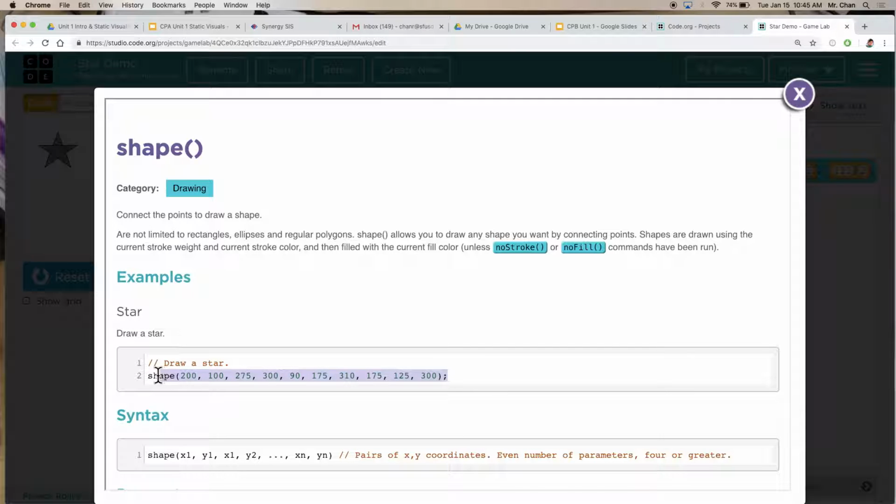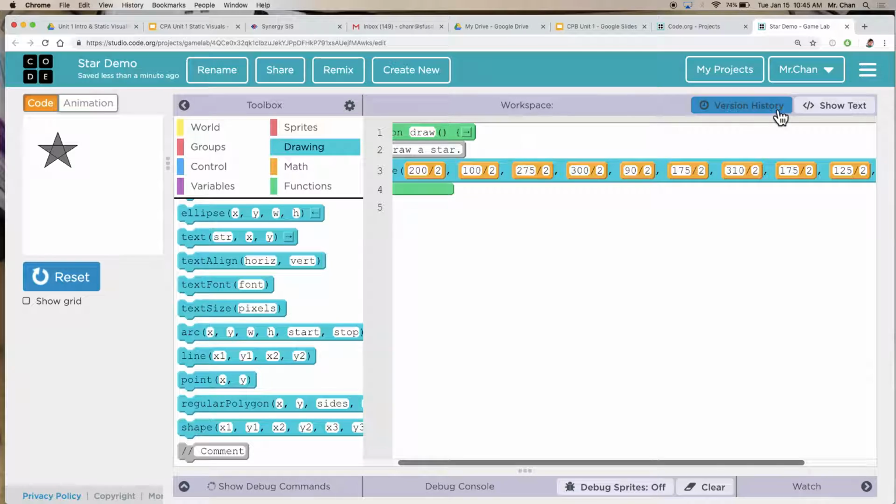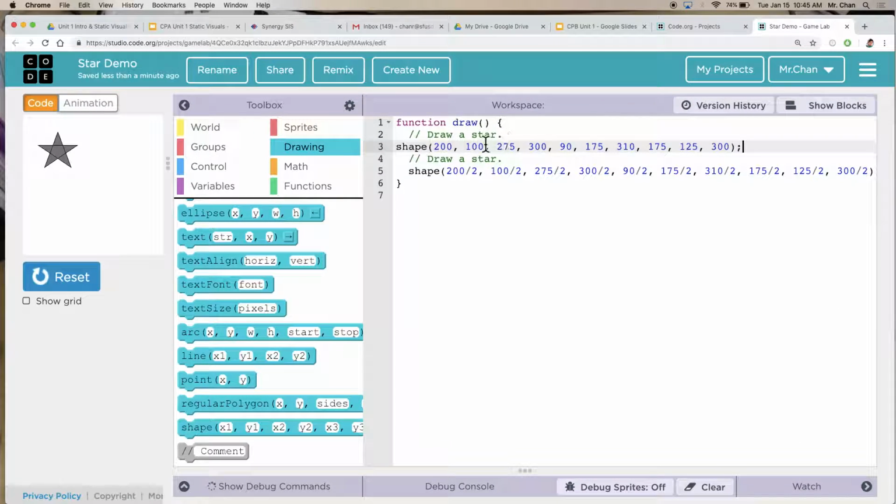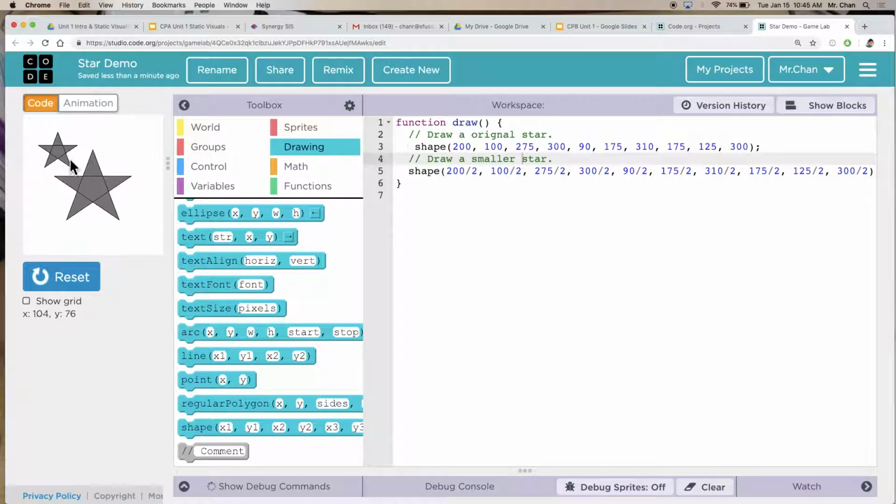So I'm copy and pasting this line. Notice I also copy the comment. I go to show text. This is where I'll do the pasting. Okay, draw, and then I'm going to add on draw a star. Just for reference, original star, and this is the smaller star. Reset. We notice over here that there's the big star in the center, and then I wanted something smaller, all right? And then it shrunk based on your origin, which is up here, all right?